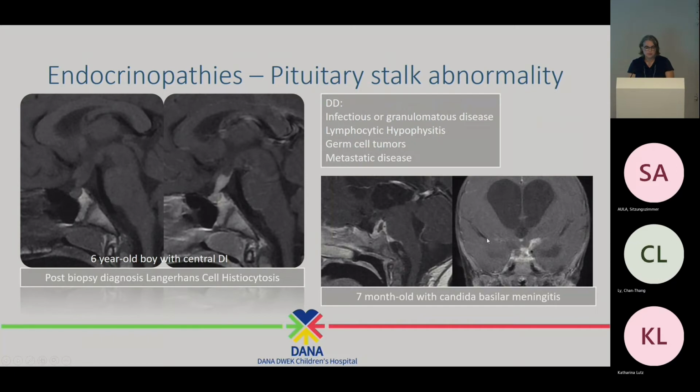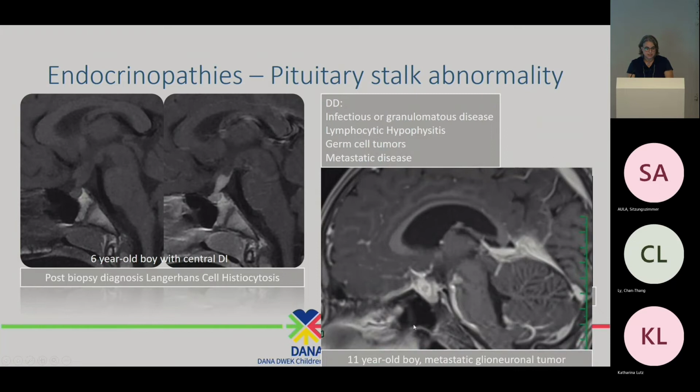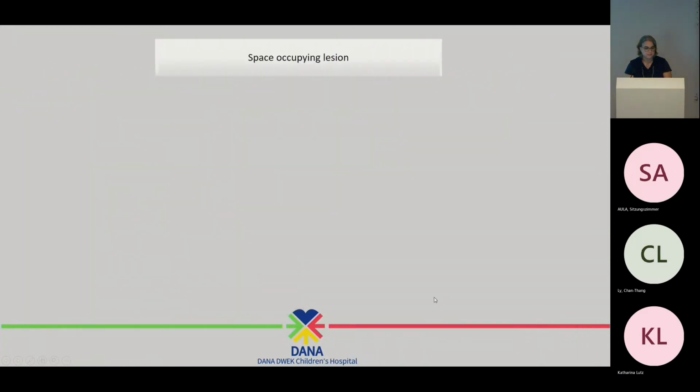Also in the differential diagnosis are lymphocytic hypophysitis, germ cell tumors, and metastatic disease, like in this case of an 11-year-old boy with metastatic glioneuronal tumor. We can see extensive enhancement around the stalk and the pituitary gland, also extending elsewhere in the subarachnoid space.